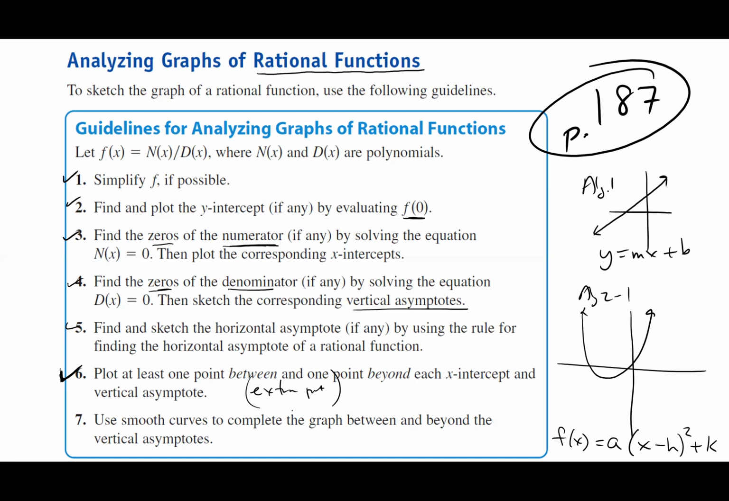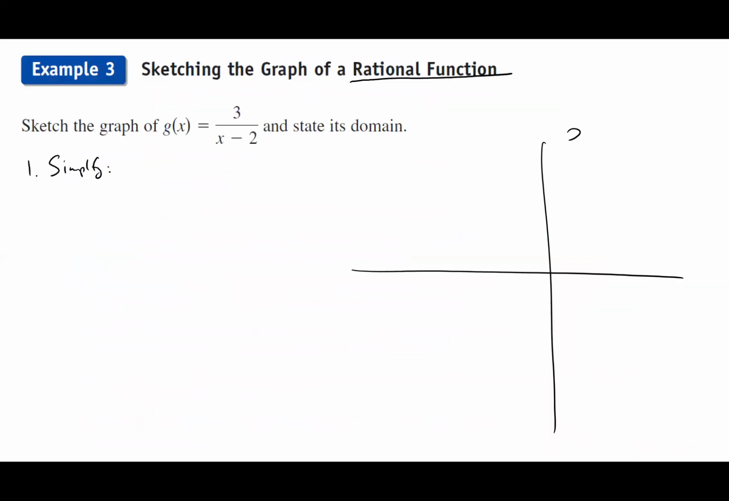We're good? Again, by the time today finishes, you guys will be experts in graphing rational functions. If you don't fall asleep. If you do, then I can't vouch for you. Okay, so let's go for it. Number 1: can we simplify this? Yes, it's already simplified. We're done. That's cool. So 3x minus 2, finished.